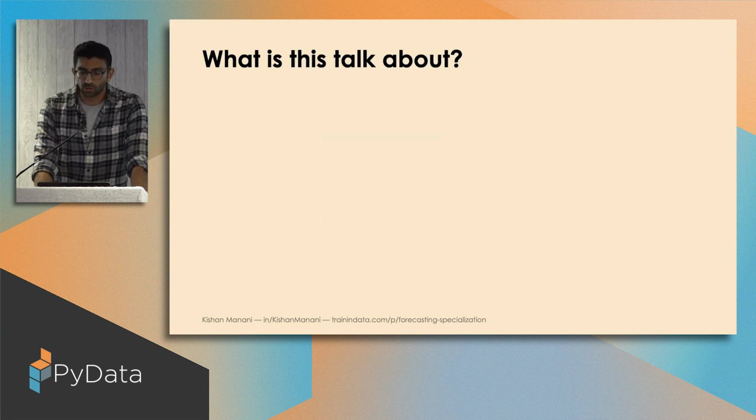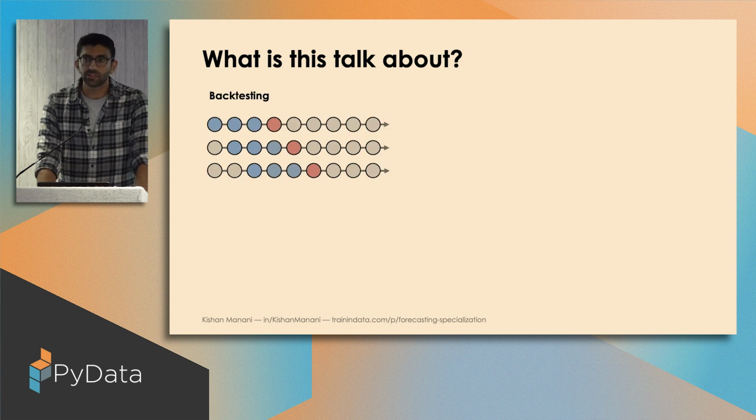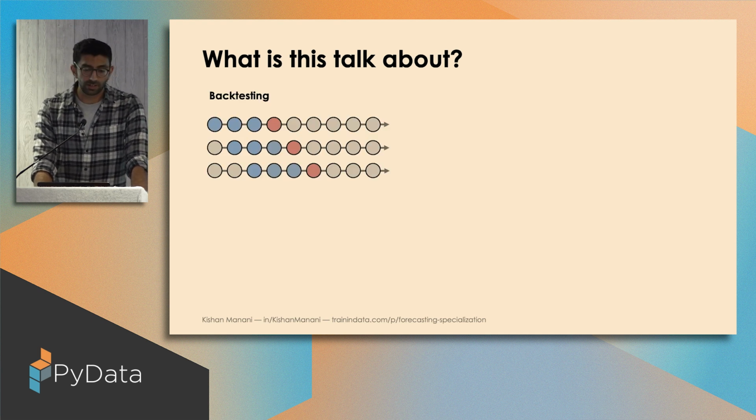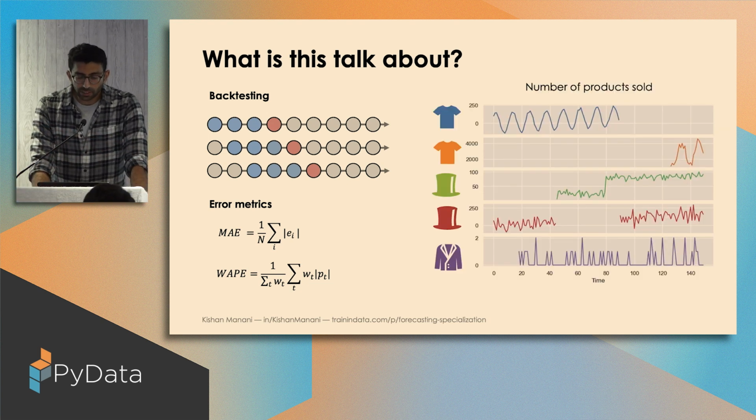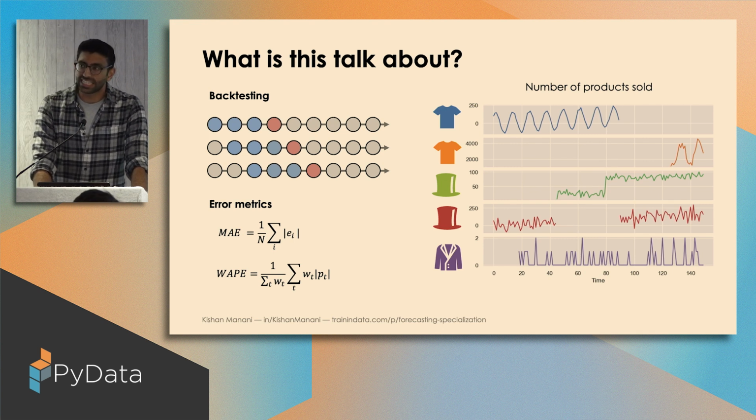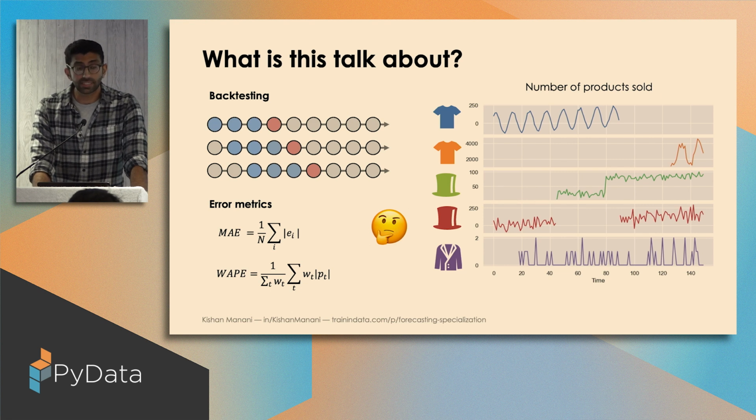So what is this talk about? I'm going to be talking about backtesting. This is where we want to measure the performance of a forecasting model on historic data. I'll be talking about error metrics, which is how we quantify our forecasting accuracy. And I'll be talking about this in the context of what I call modern time series forecasting. This is where we typically are working with a large number of related time series which have a heterogeneous set of characteristics. By the end of this talk, I hope you'll be able to make better decisions when deciding which backtesting strategies and error metrics to use when working with a complex forecasting problem.